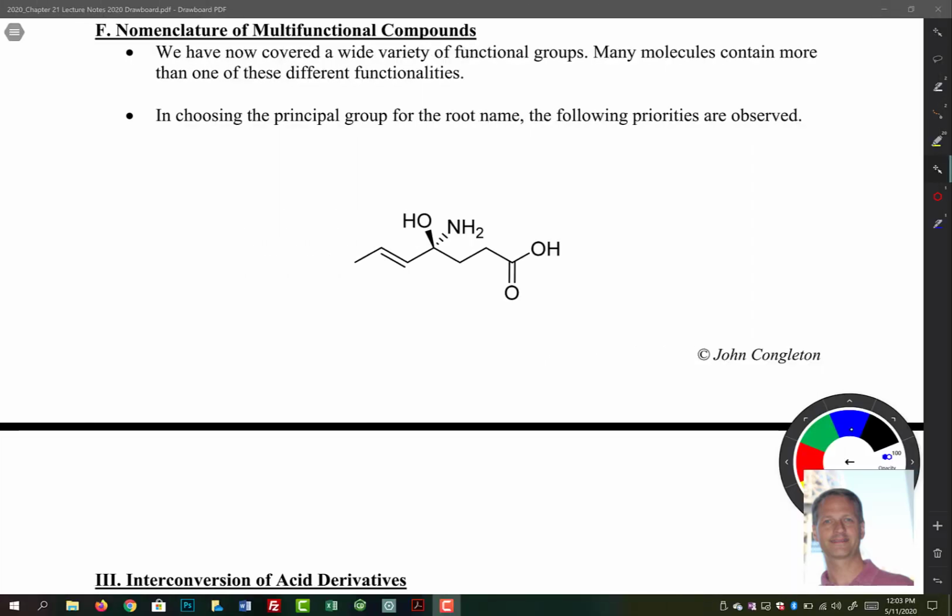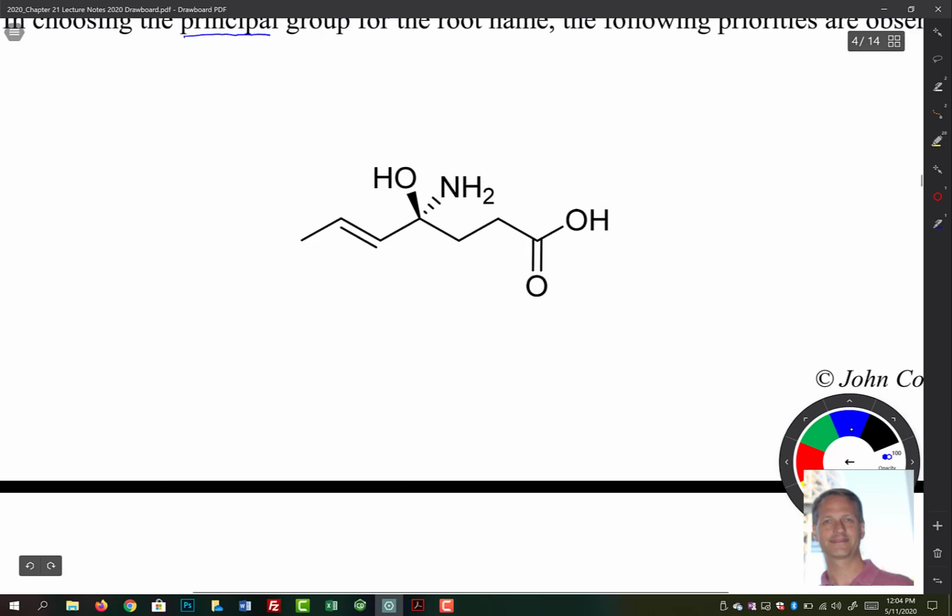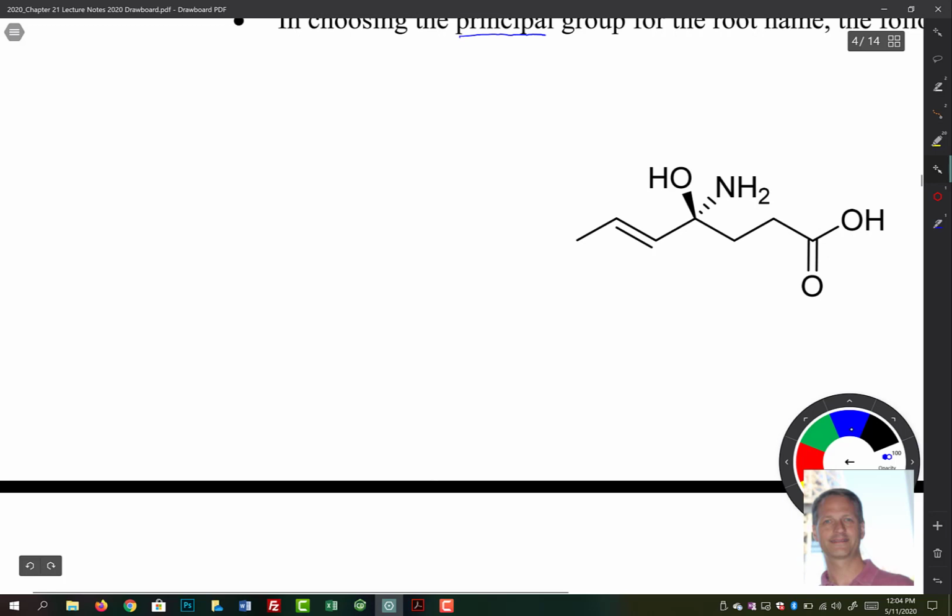Well, now that we've had all that nomenclature, let's see how we put all these different concepts, multiple functional groups, all in one compound. So to do that, we have to be able to choose who the principal group is for the root name. And I'm going to create a little table over here on the side for you guys that you guys can consult as you're going through this chapter. So we're going to start off here at the top with the highest priority. So up here we have carboxylic acids. And as we go down, we have lower priority functional groups here.